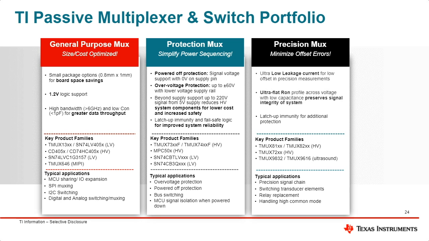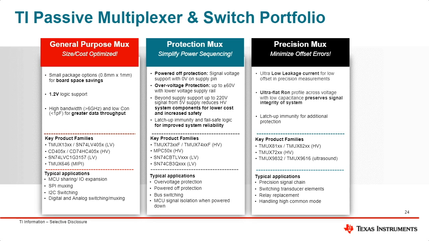For general purpose muxes, their typical applications could be any protocol communication such as SPI and I2C, as well as MCU sharing and IO extension, and so on. In the middle column, we have our protection muxes portfolio. These are the protection muxes. They have the features we just talked about earlier, all the protection features, such as power off protection, over voltage protection, and so on. Some products to highlight: the TMUX 73XX family, and the typical applications, again, related to protection: over voltage protection, power off protection, blast protection, and so on.